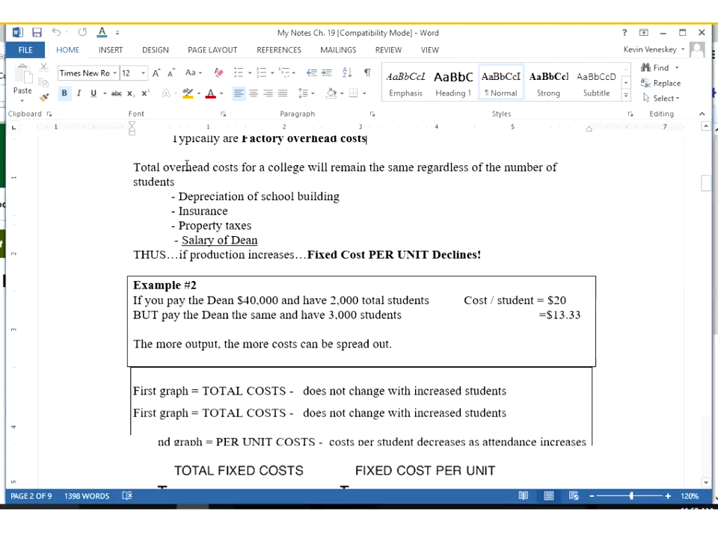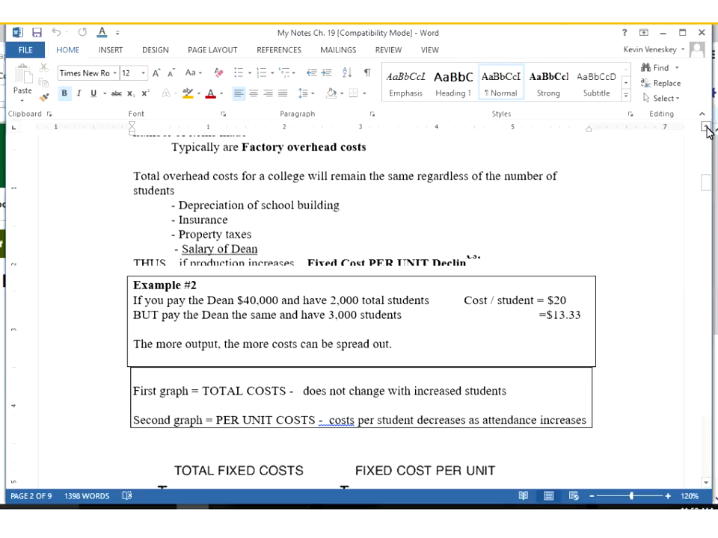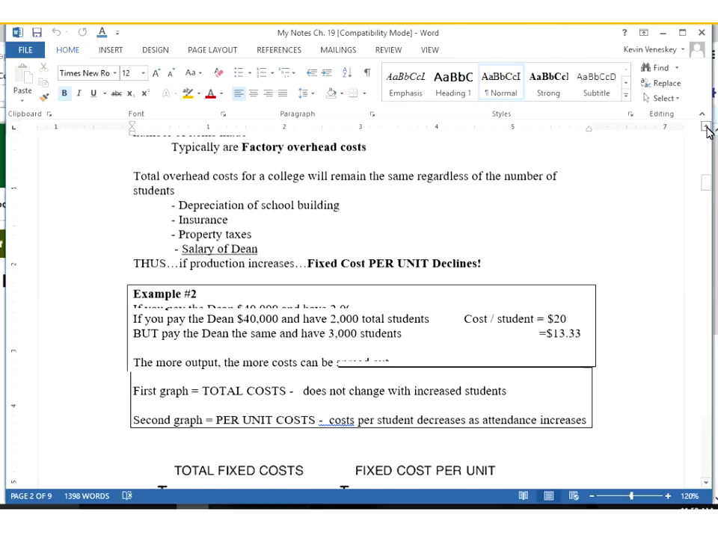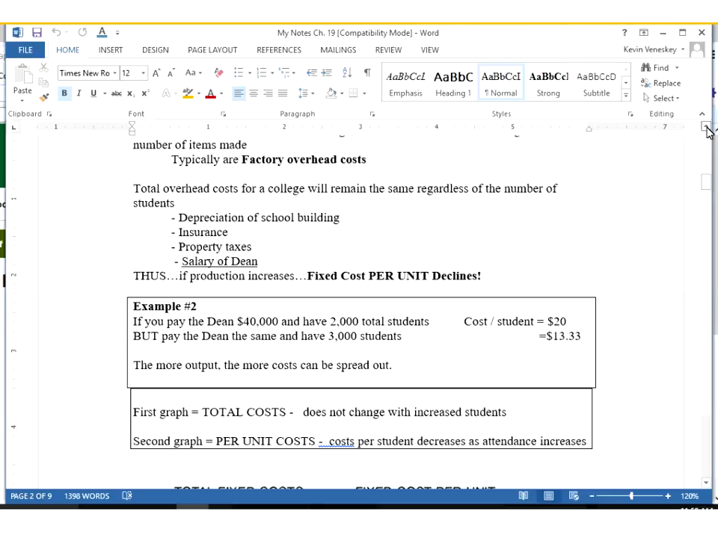So if we were looking at a school setting, the total overhead cost, now let me go back, the variable costs generally deal with your direct materials and your direct labor. Whereas fixed costs typically just deal with your factory overhead costs. So these factory overhead items, no matter if I have 500 or 1,000 students, I'm still going to have depreciation on my building. Still going to have the same insurance, same property taxes, and I'm still going to have a school team.